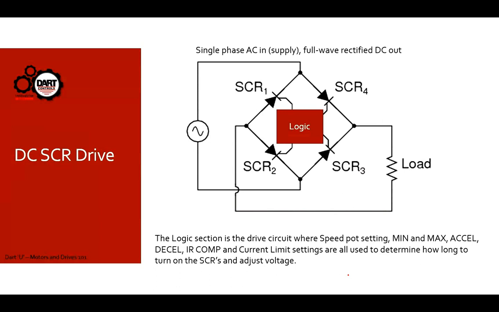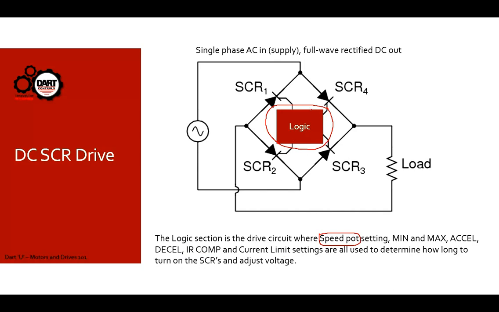So, still building on our SCR drive design. We now have a gate in our SCR, and we need some logic that's going to control when to turn these things on and off. So when you see a control and it has something called a speed pot, that speed pot is talking to this logic to tell it when to turn off and on. The other things that can influence that are the minimum and maximum setting, the accel and decel, IR comp, and current limit, and we'll explain those here in just a minute.